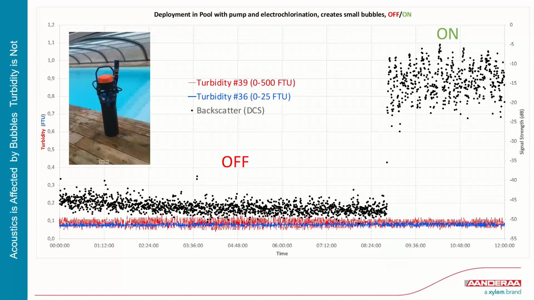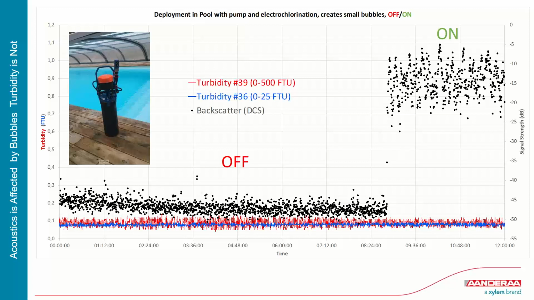This is from trials in a pool, where you can see in red and blue two turbidity sensors, which are for different ranges. One was for 0 to 500, the other one from 0 to 25. But you can see they show very low turbidity readings in this clear filtered pool water, about 0.1 NTU.